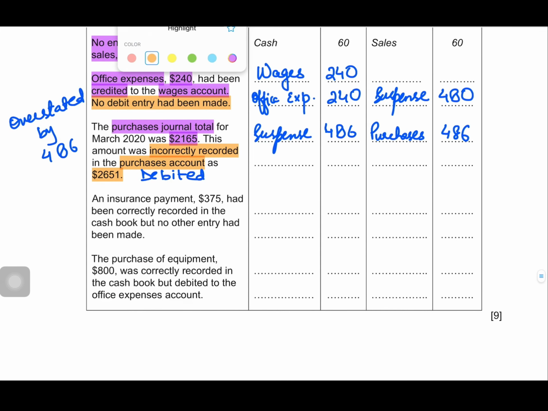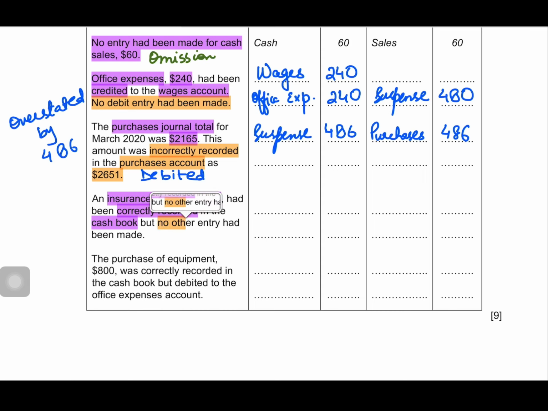Moving on to the next error, error number 4 says an insurance payment 375 had been correctly recorded in the cash book, right? So what is the double entry? Insurance expense should be debited and cash book credited, and cash book has been correctly credited, but no other entry had been made. No other entry means we have not recorded the debit side of the double entry. So this means that insurance is not debited. So in order to correct this error, we will now be debiting insurance by 375, simple. And since cash book has been correctly credited, again suspense account will be used to complete the double entry. This was an example of a single entry. We recorded the credit side but not the debit side.